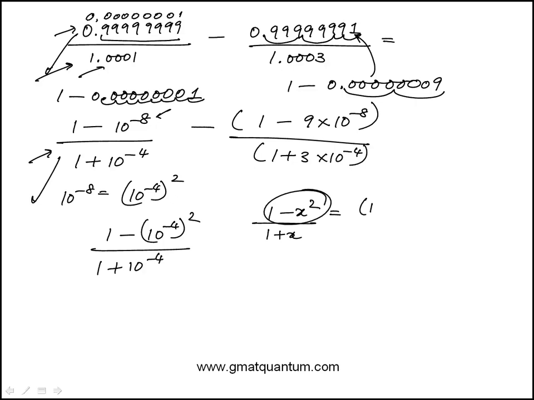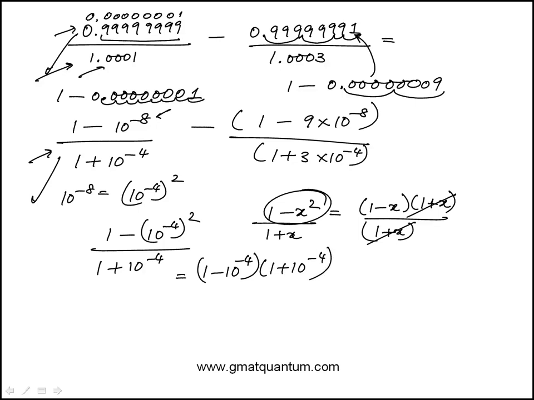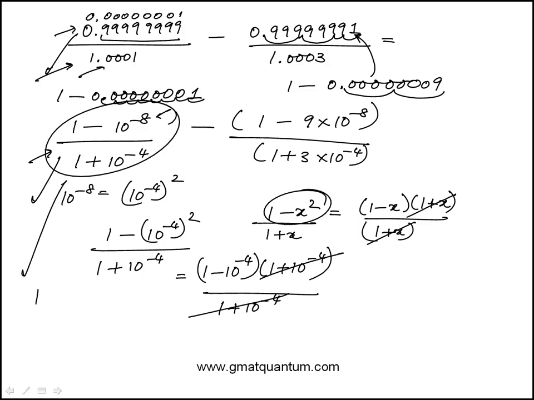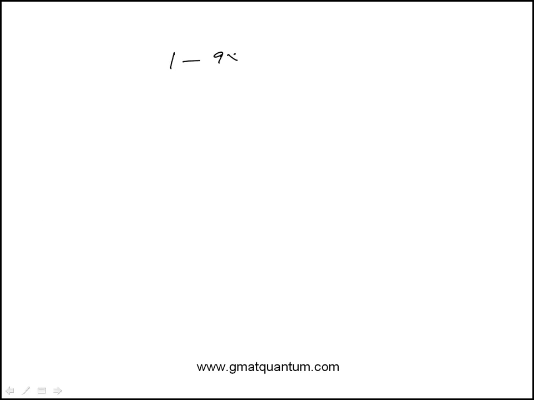And this can be written using the difference of squares as 1 minus x times 1 plus x over 1 plus x. So those two cancel out. This is really the same as 1 minus 10 to the minus 4, times 1 plus 10 to the minus 4, over 1 plus 10 to the minus 4. So that simplifies. So this term here is 1 minus 10 to the minus 4. Now this piece, you can actually apply the difference of squares there as well, and that's what the explanation in the official guide didn't do.